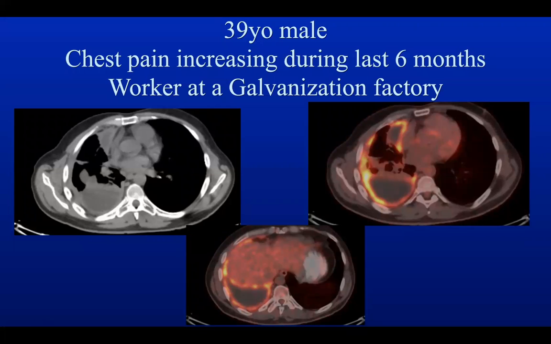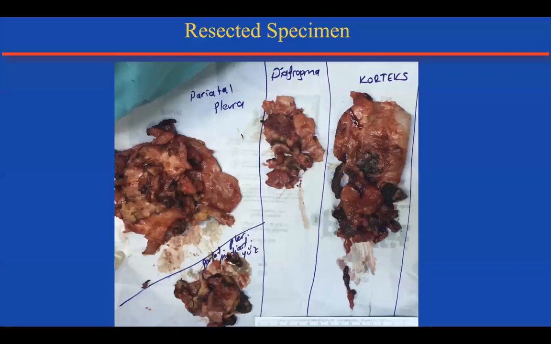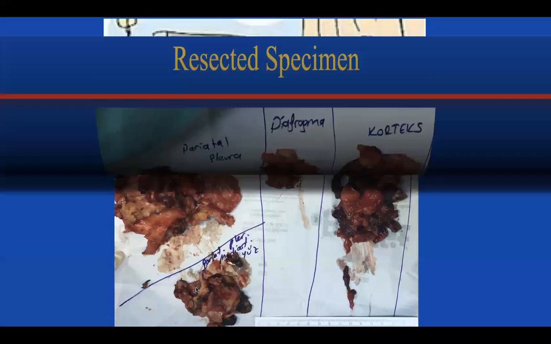So this is, for example, a 39-year-old male. He came to us with chest pain increasing during the last 6 months, during nights. He was a worker at a galvanization factory. You see the thickness, and the resected specimen looks like this, from cortex, diaphragm, parietal pleura, and other mediastinal surfaces.